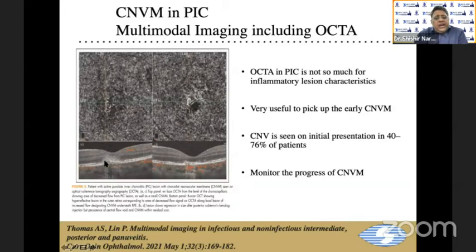Now, in this patient, a subtenon Triesence has been given, which has decreased the inflammatory component, but you can see here that the component of blood flow is still present. So what has happened after the injection is that the CNVM is still persisting because it's an injection of steroid, while the inflammation has gone down. So the importance of multimodal imaging, especially OCTA in PIC, is to look for the CNVM.